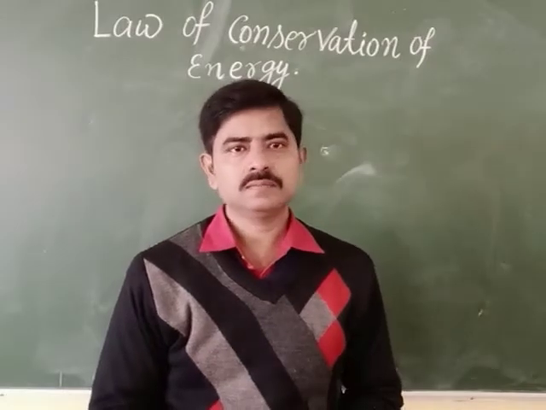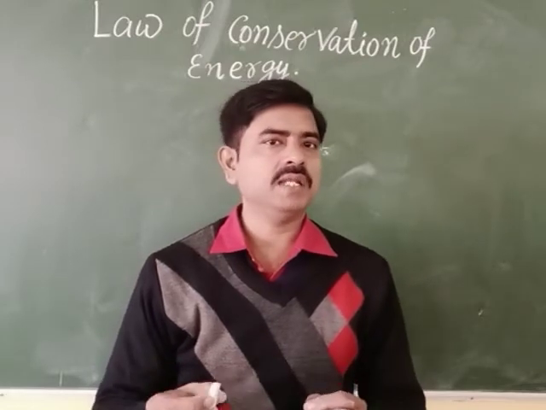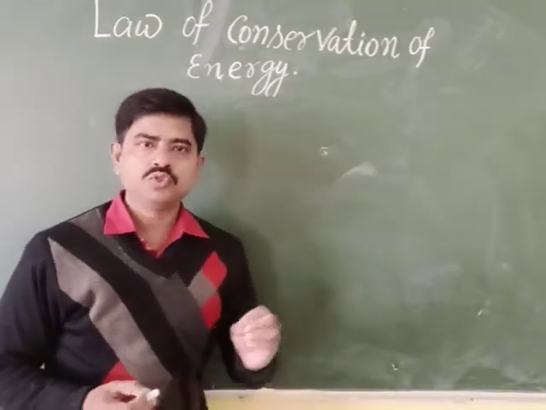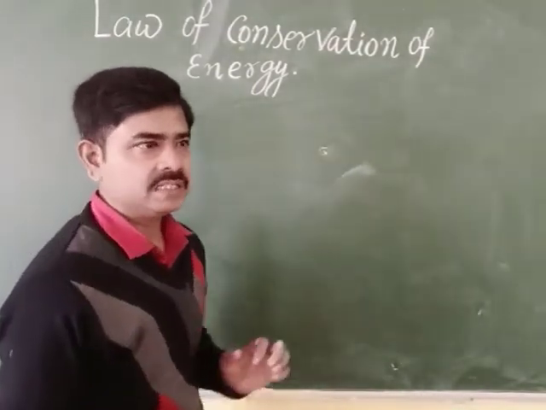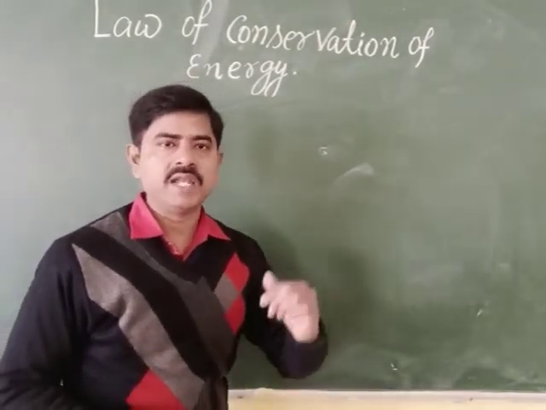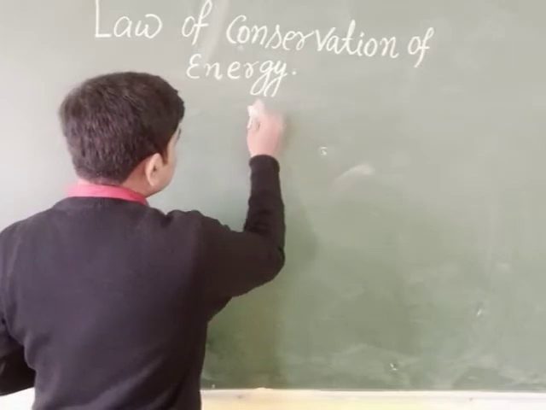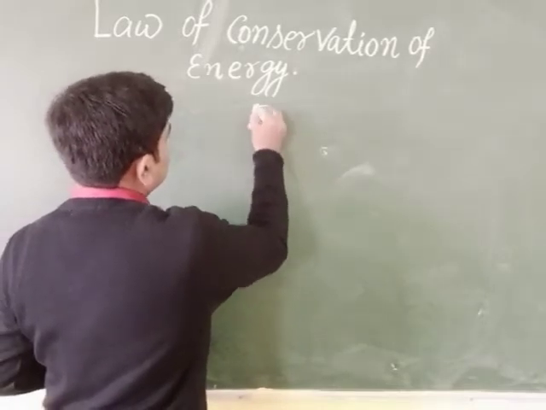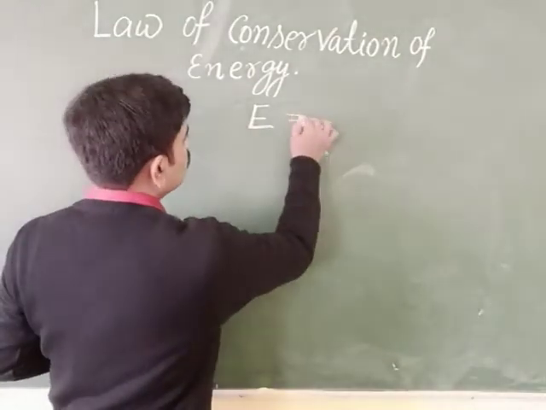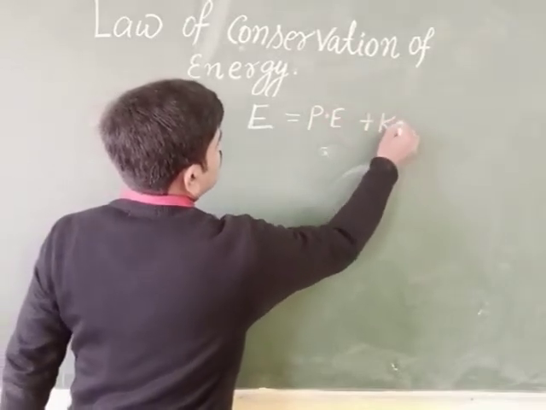Now, to understand this law, we shall take the example of the total mechanical energy of any object. At any point of time, the total mechanical energy of any object is the sum of its potential energy and kinetic energy. Potential energy and kinetic energy you have already read in previous videos. So, total mechanical energy E of any object is equal to the sum of potential energy plus kinetic energy.